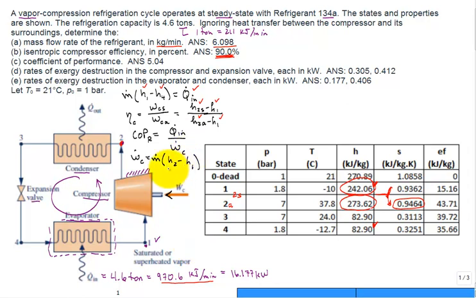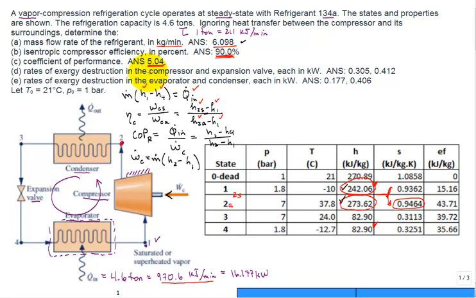So our H1 is given, our H2 is given, and our mass flow rate we had solved for already right here. And actually, if you go back, you can cancel out those mass flow rates. This can just be the enthalpy 1 minus enthalpy 4 divided by the enthalpy 2 minus enthalpy 1. And you have all those enthalpies. I'm just going to say you can finish that and calculate the coefficient of performance to be 5.04.